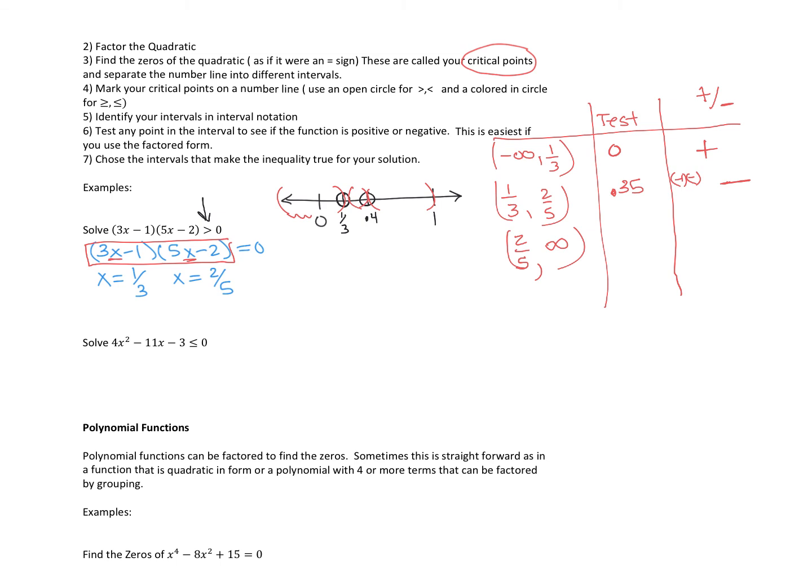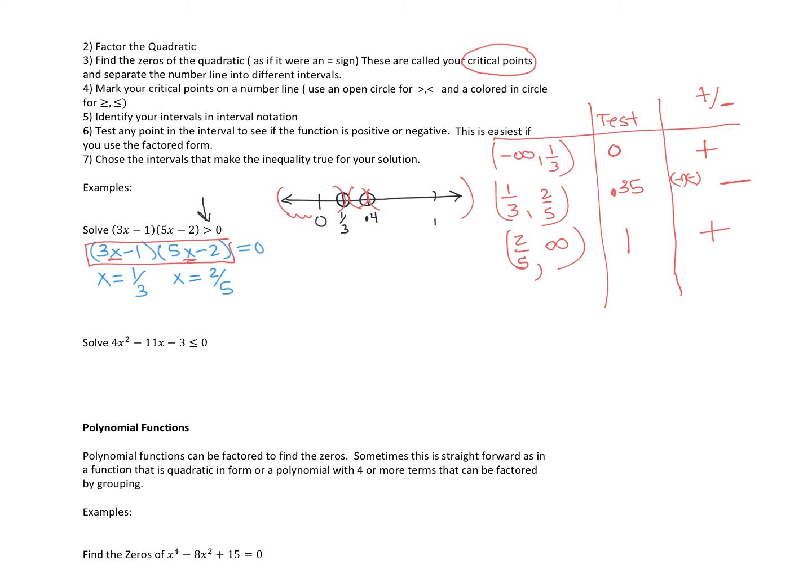And then in this third interval, oops, I put that little parenthesis here in the wrong spot, did I not? Because it goes on forever. So I'll put it out here. So I'm going to choose 1, however, and that is going to give me 3 minus 1, which is 2, and 5 minus 2, which is 3, so 2 times 3 is going to be positive again.